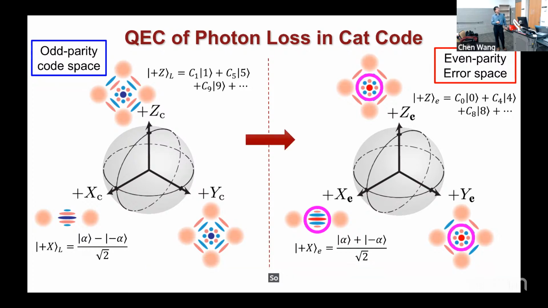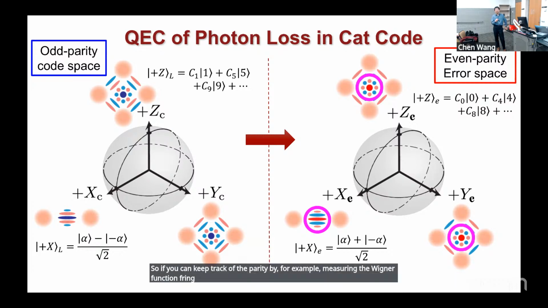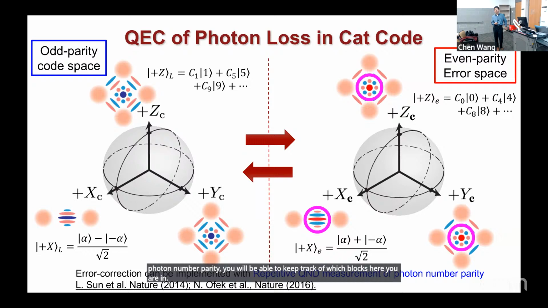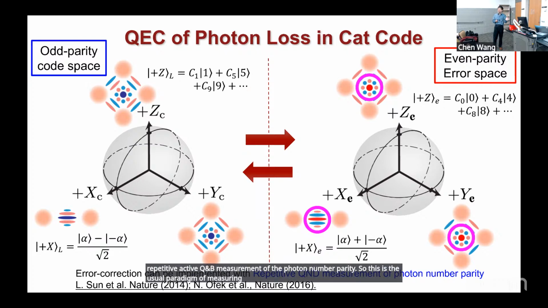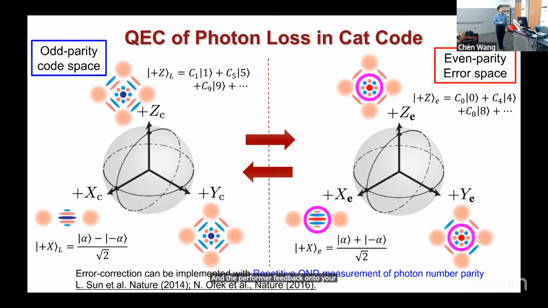So if you can keep track of the parity by, for example, measuring the Wigner function fringe there in the middle, if you have a way to keep track of the photon number parity, you will be able to keep track of which Bloch sphere you're in, and therefore allow you to perform error correction in the system against single photon loss. So this was the principle of the 2016 Yale experiments, where they did repetitive active QND measurement of the photon number parity. So this is the usual paradigm of measuring the error syndrome, doing classical processing, and performing a feedback onto your quantum system in order to correct the errors.